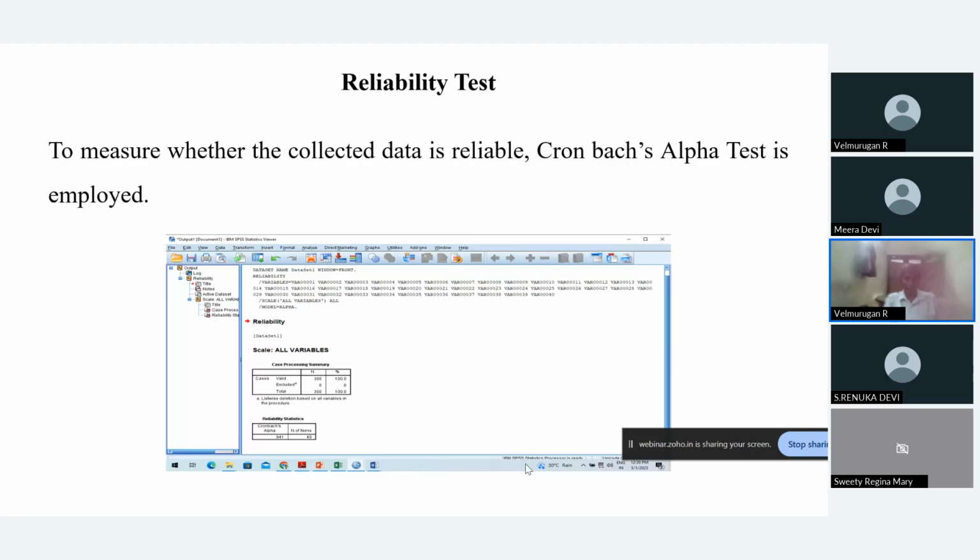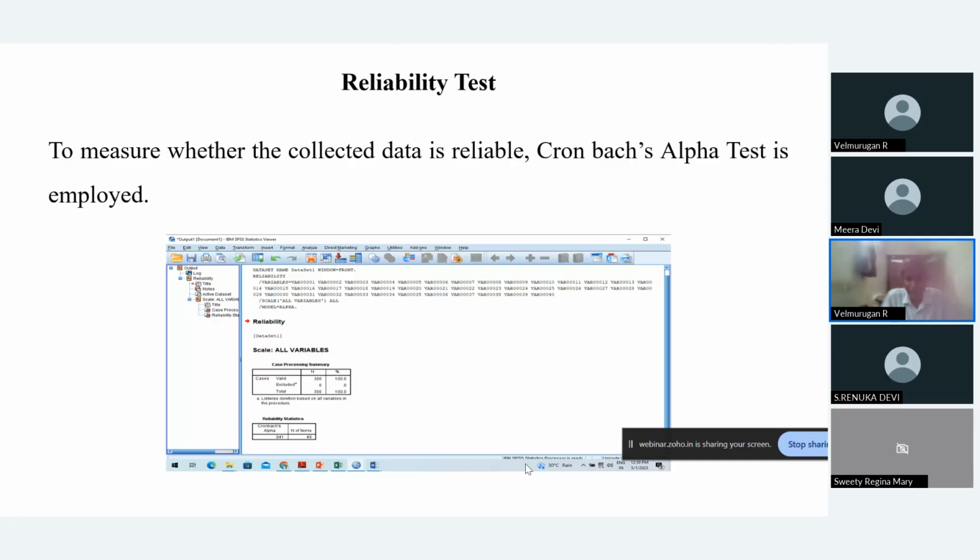Once you use Likert scaling data for reliability, if you infer the Cronbach alpha value is greater than 0.7 and above, we can boldly say the data is fit for analysis. Then you can proceed for further analysis.